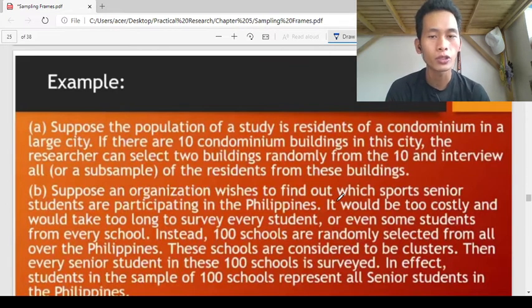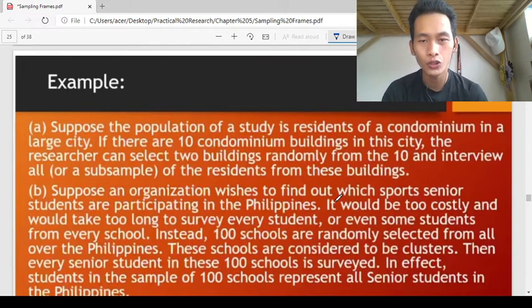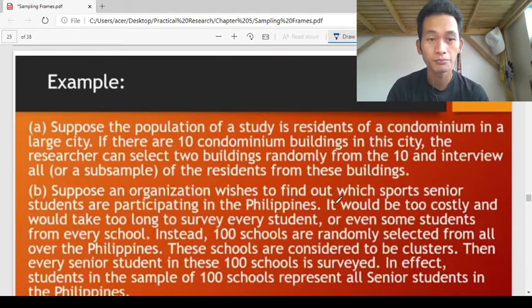If there are 10 condominium buildings in this city, the researcher can select 2 buildings randomly from the 10 and interview all or a subsample of the residents from these buildings. So instead of conducting interviews in all 10 condominium buildings, by using cluster sampling you can select only 2, right? 2 buildings selected randomly, through clusters, 2 clusters to represent the entire 10 condominium buildings or the residents of these buildings.